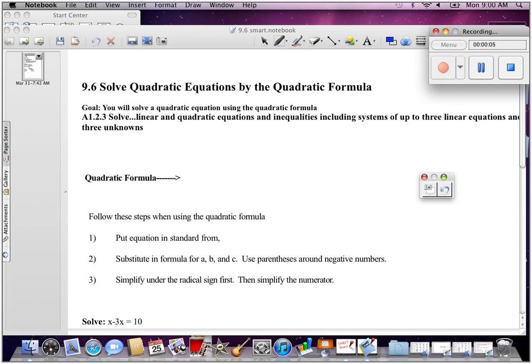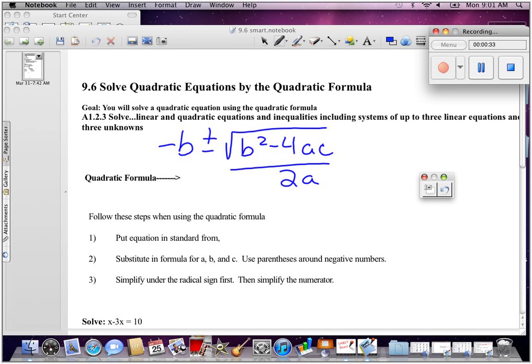Here we go. So today you're going to solve quadratic equations using the quadratic formula. Last week we went through 7 steps and we did it graphing. Okay, the quadratic formula is, you have it on your paper, negative b plus or minus the square root of b squared minus 4ac all over 2a.